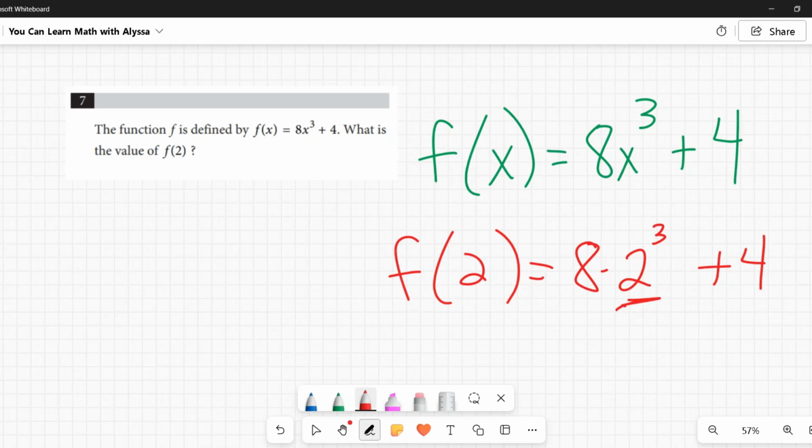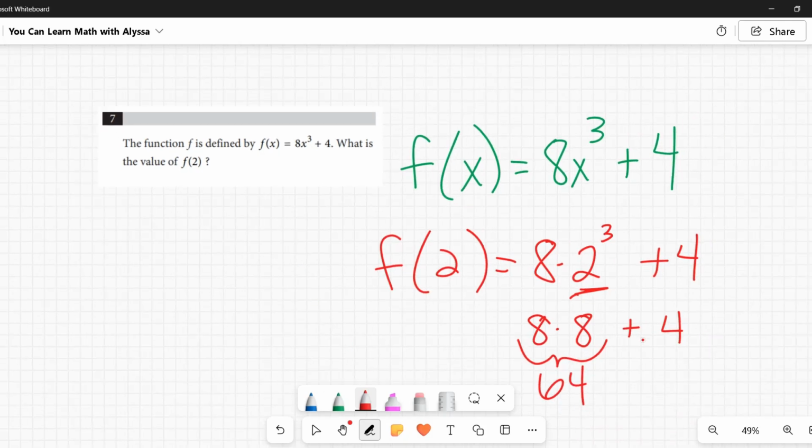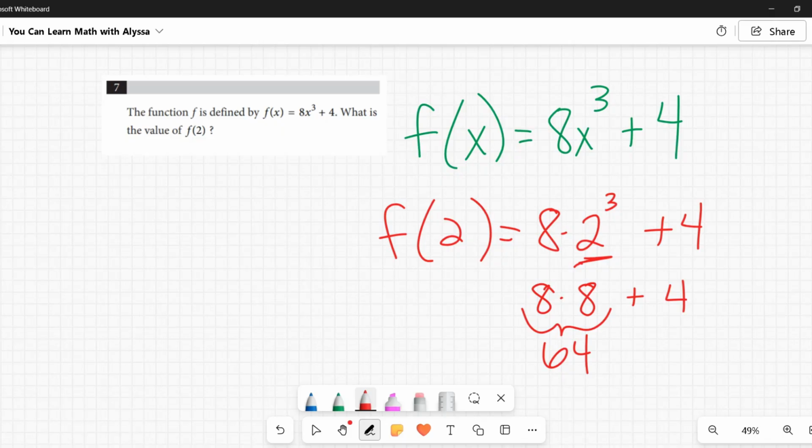So 2 cubed, 2 times 2 times 2, that is 8. So I have 8 times 8 plus 4. Then multiplication comes next. 8 times 8 is 64. And then finally, I can do that last addition. 64 plus 4 is 68. And that is the value of f of 2, 68. That is my answer.